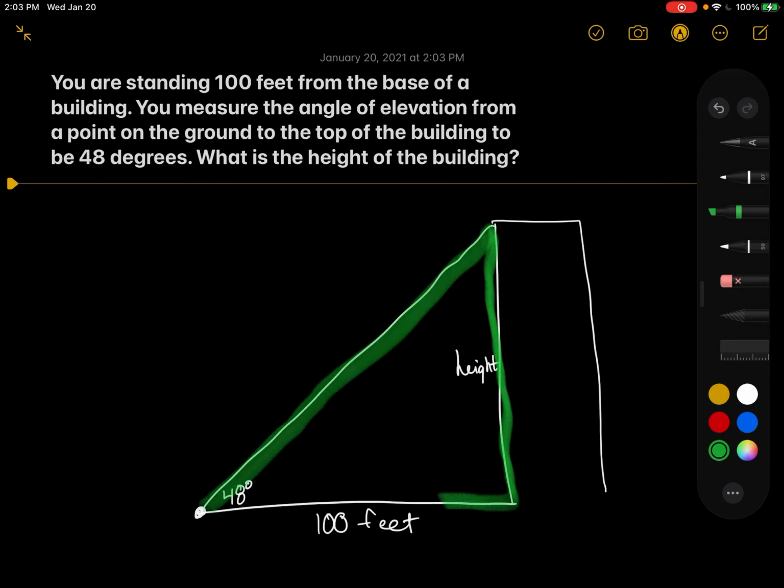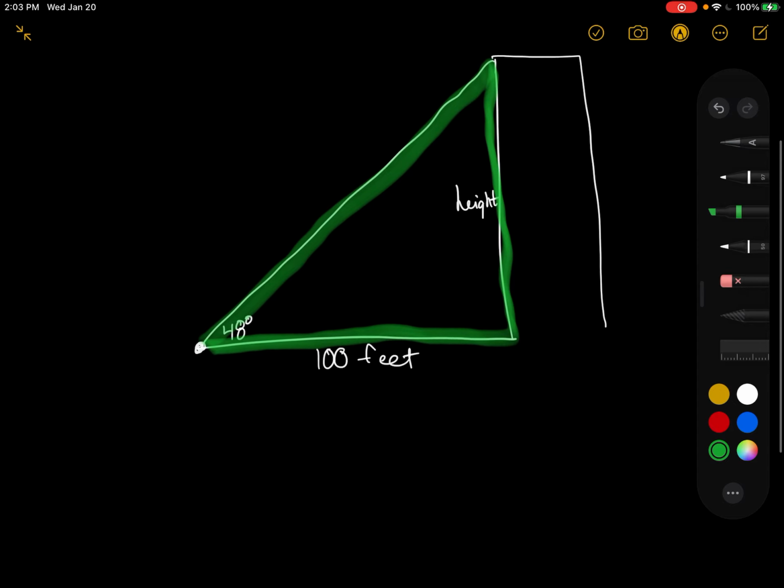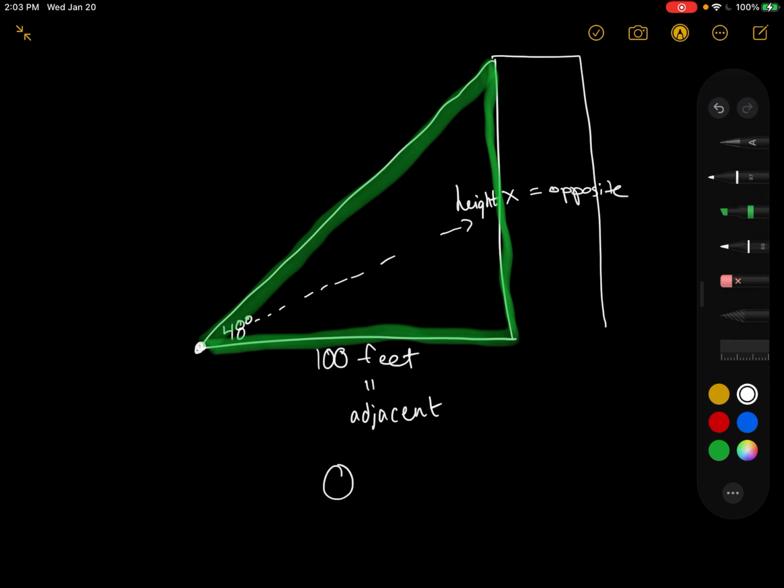The key with our vocab, the new concept today, is knowing where that 48-degree angle goes. So we're solving for height. We have 48 degrees. We have 100 feet. So if we look at 48 degrees, height, this is actually our opposite side length. And the side length that's right next to 48 degrees is our adjacent side length. So we have O and we have A.